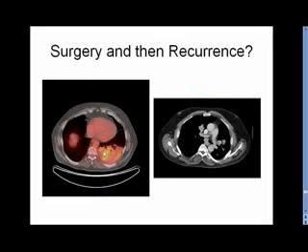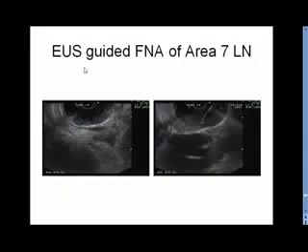Now, this is a patient who initially presented with this lung cancer here on the PET-CT fusion, and he had surgery and presented unfortunately 8 months later with a subcarinal lymph node mass, which was successfully biopsied with endoscopic ultrasound guidance. This is an area 7 or subcarinal lymph node. Here's the lymph node, here's the needle going into the lymph node, and the biopsy showed non-small cell lung cancer recurrence.